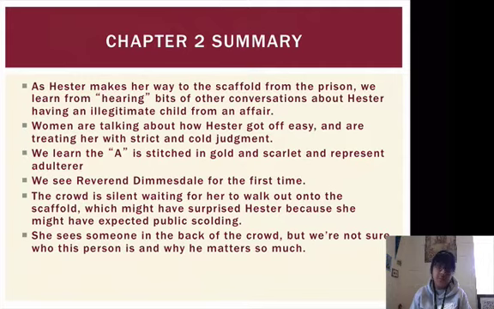And then we learn that the A is stitched in gold and scarlet and represents that she is an adulterer. In this scene, we also see Reverend Dimsdale for the first time. And the crowd is silent, waiting for her to walk out onto the scaffold. What's interesting is that Hester seems surprised because she might have expected some sort of scolding, but really the crowd, as they watch her go onto the scaffold, is dead silent.